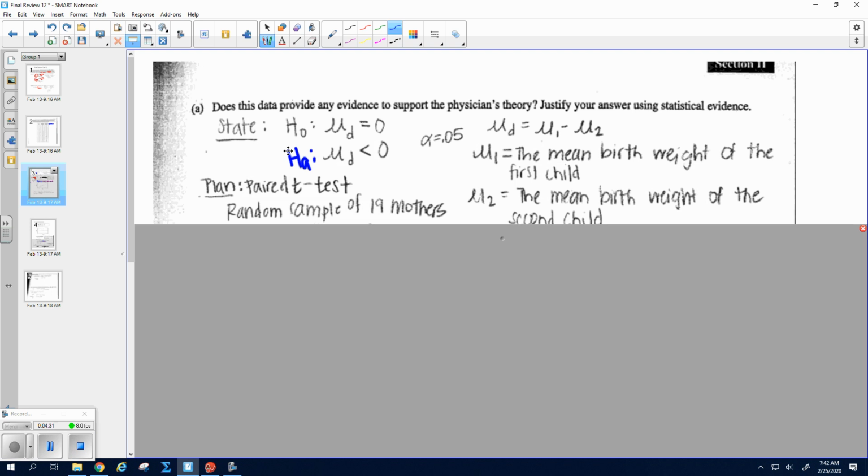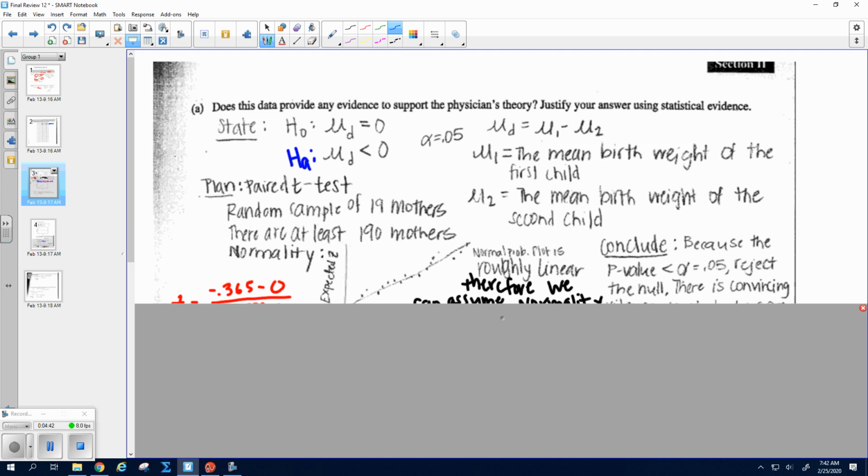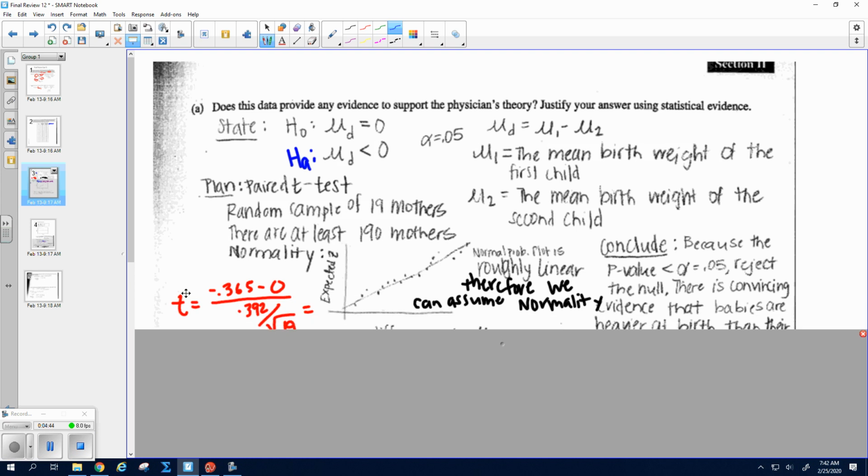And we're going to check our 3 things. So we have a random sample of 19 mothers. For our 10% condition, there's at least 190 mothers of 2 children. And we're going to check normality. So we only had 19 subjects, so that means we need to check the graph.